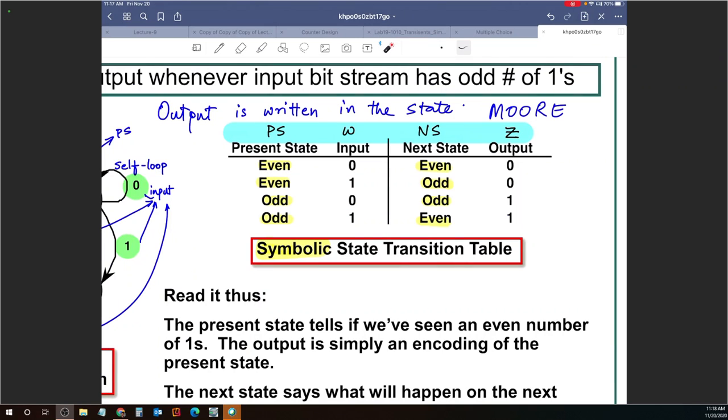All right, questions about the symbolic state transition table. Your present states could be even or odd. Your input could be a 0 or a 1. Your next state is even or odd depending on your input as well as on your present state. And your output depends on the present state only. Questions here?